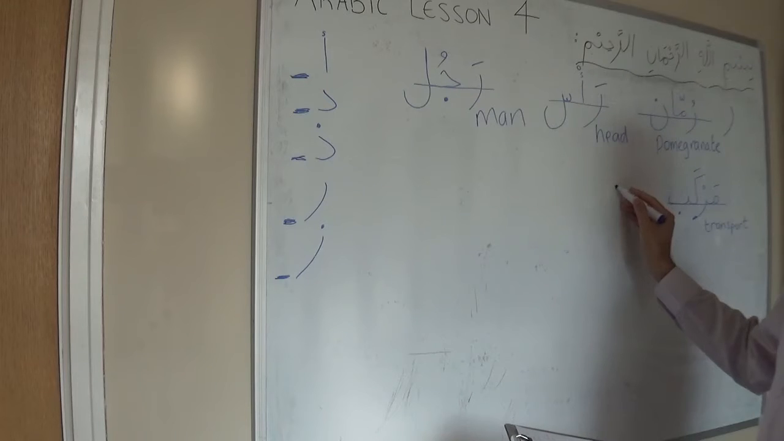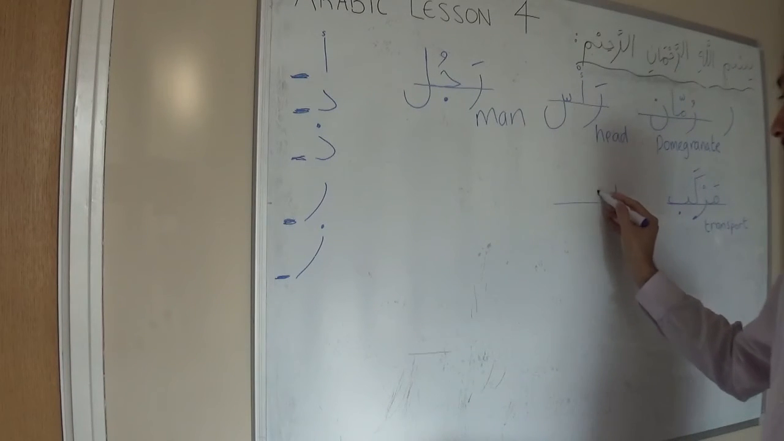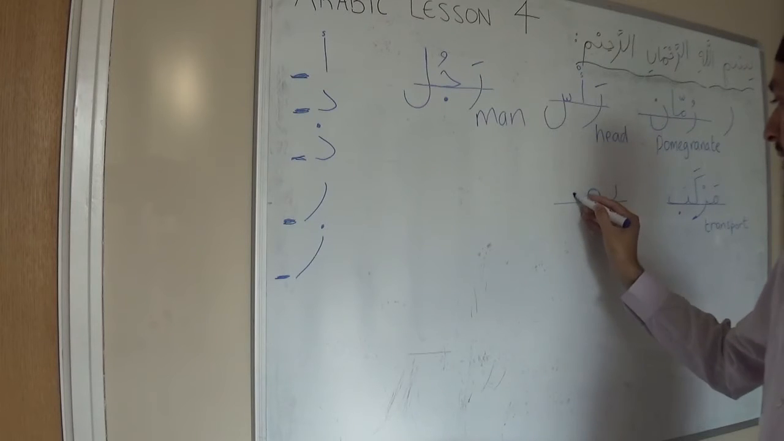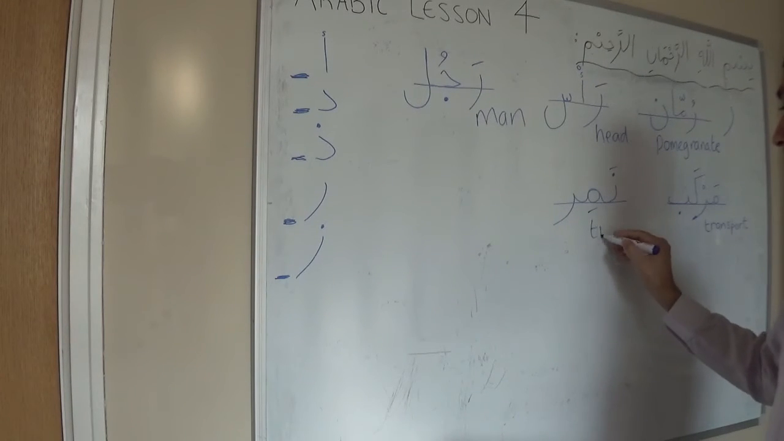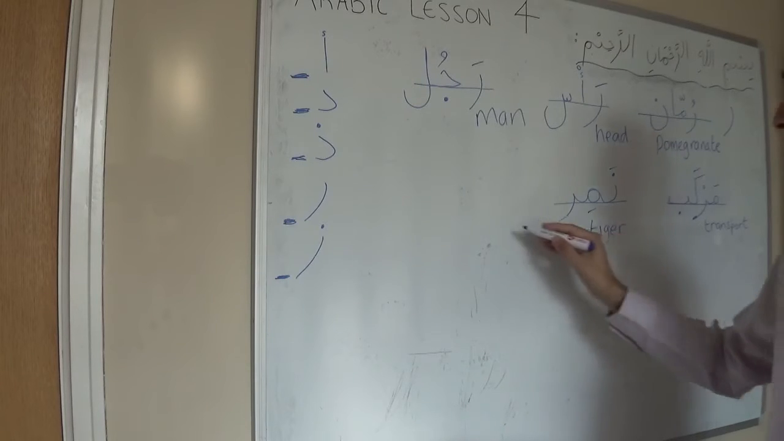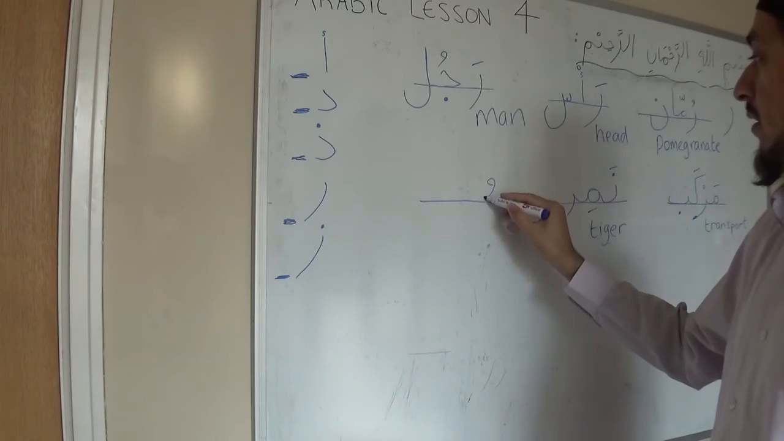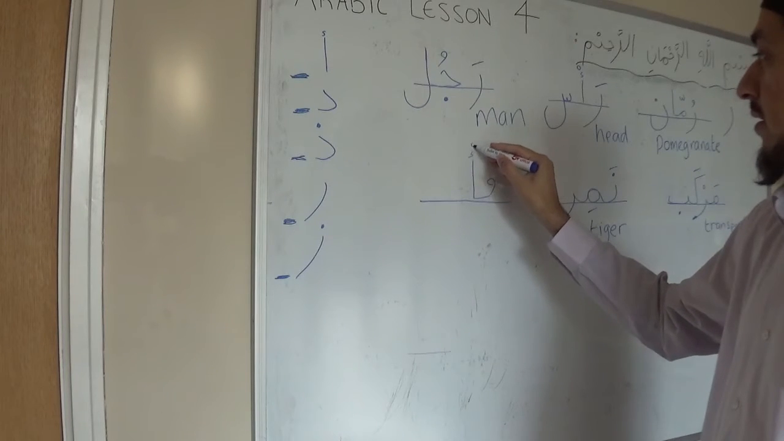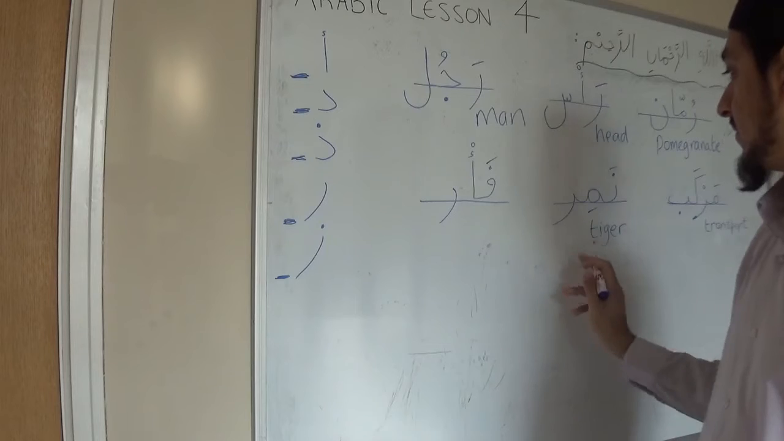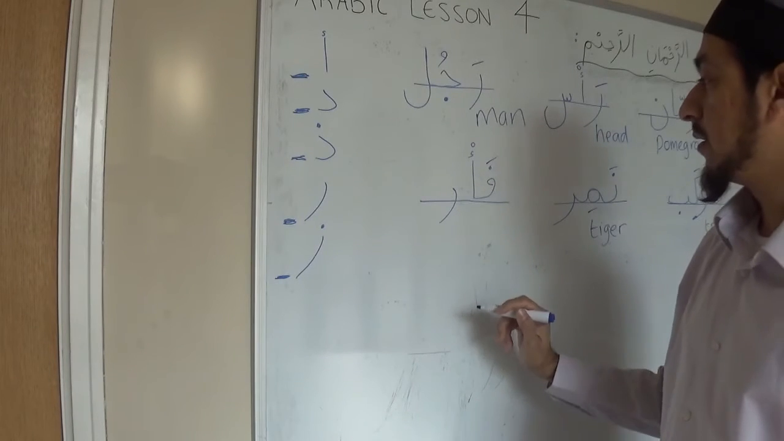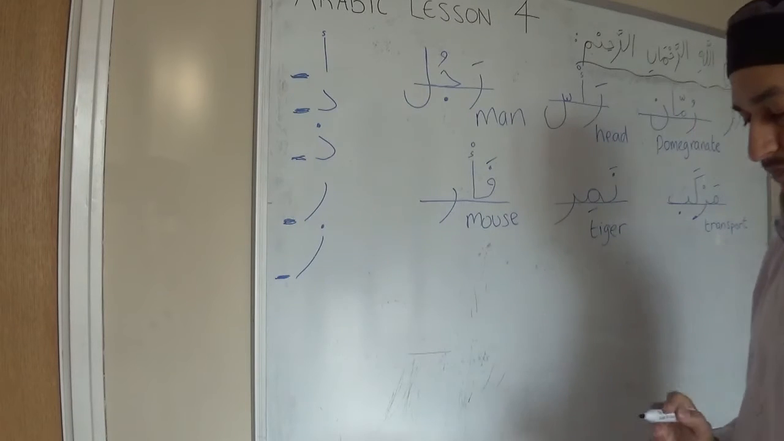Namir. Here's a line. This is now Ra at the end. Namir. Noon, Meme, and Ra going under the line. Namir. Tiger. And finally we have Fa'r. Fa, Hamza, then the Ra at the end by itself, not joined onto anything else. Mouse. Okay.